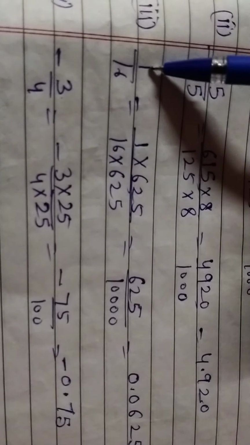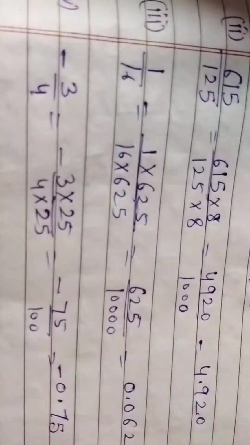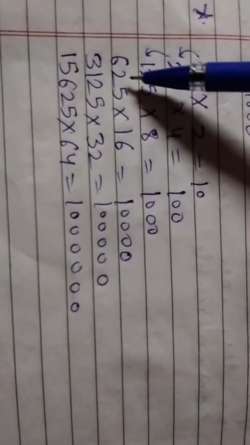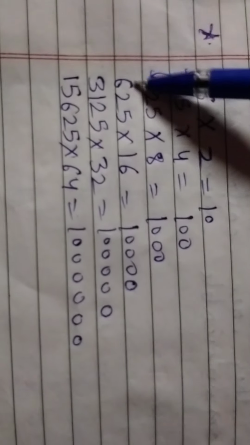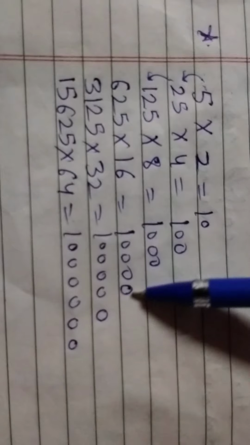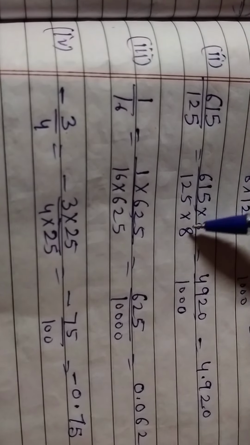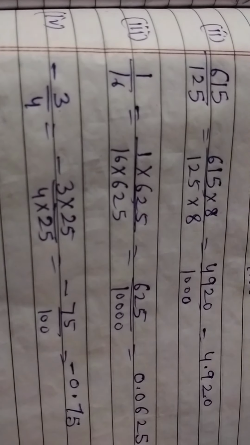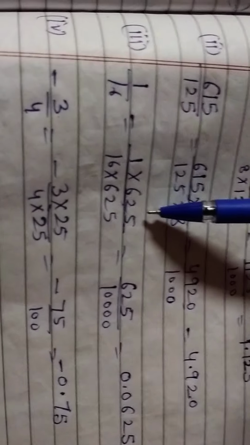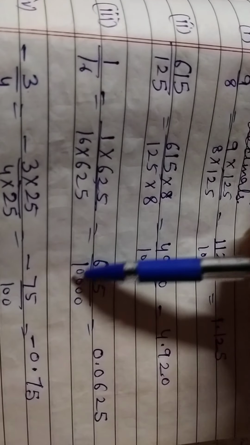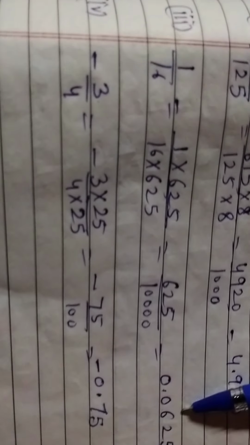Same third part, 1 upon 16 is there. I told you that if we multiply 16 by 625, then we will get 10,000. In this way we will multiply 16 by 625 and the numerator also. Here also we will get 10,000, then we can write it in decimal form.